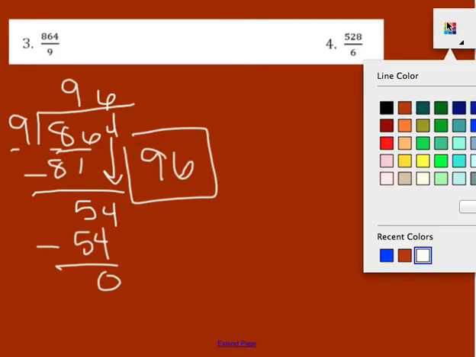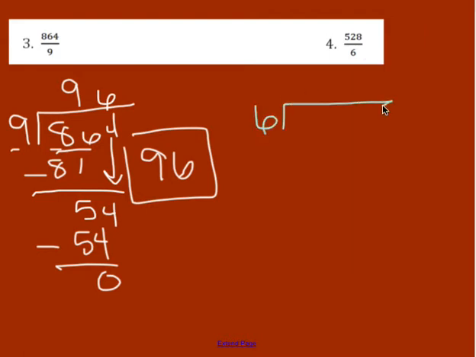Now let's take a look at number 4. So for number 4, we're dividing by 6, so that goes on the outside, and then we have 528 underneath the radical. Well, we need to figure out how many times 6 goes into 5, and that's going to be 0. So then we need to start looking at 52. So how many times does 6 go into 52? Well, I know I can multiply to 48 with 6, and that's 6 times 8. So that's going to be 6 times 8, which is 48. Subtract those out. 52 minus 48 is 4.